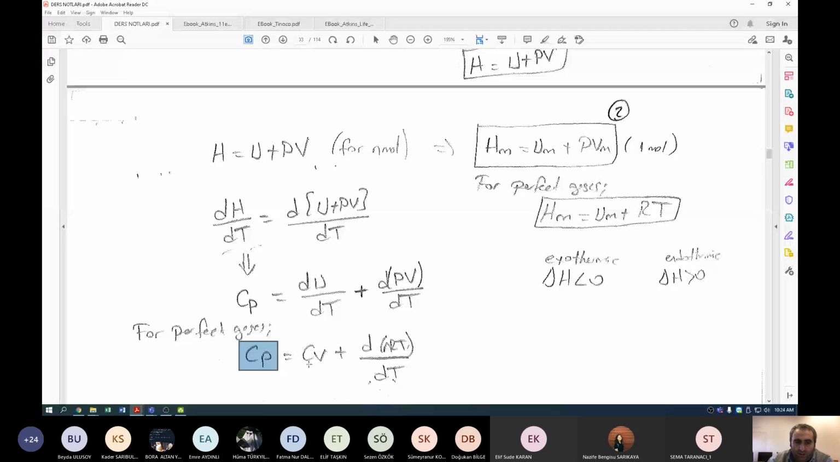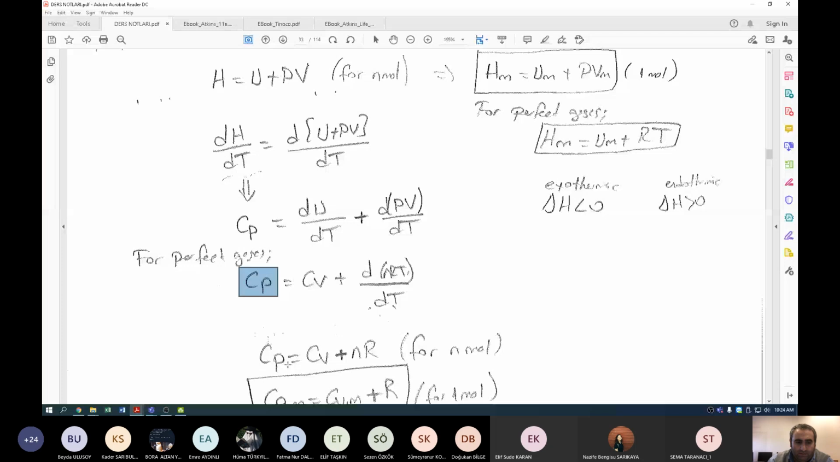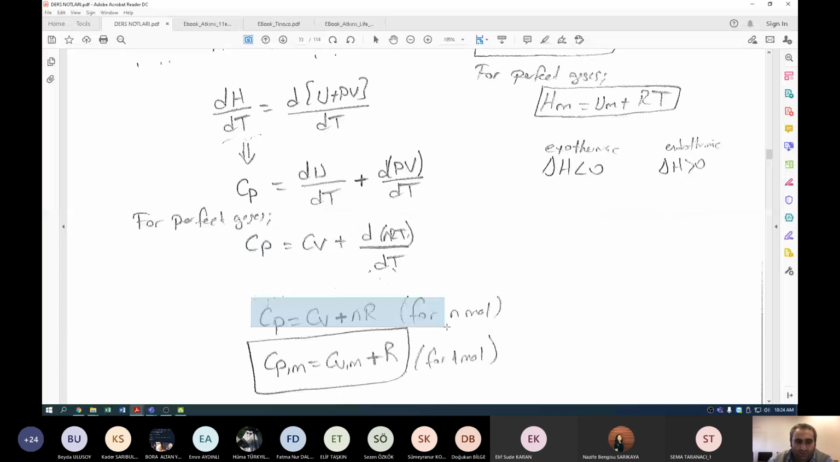For n moles, and for 1 mole, CPM becomes CVM plus R. So, okay, we have found a relation between the constant volume heat capacity and the constant pressure heat capacity, along with a new quantity, enthalpy, which is described as the internal energy plus the PV term.